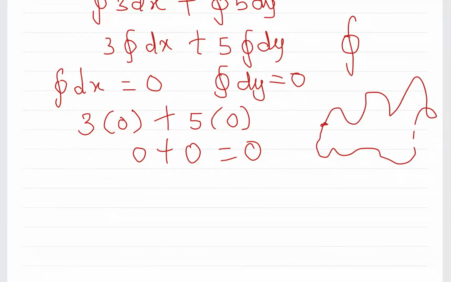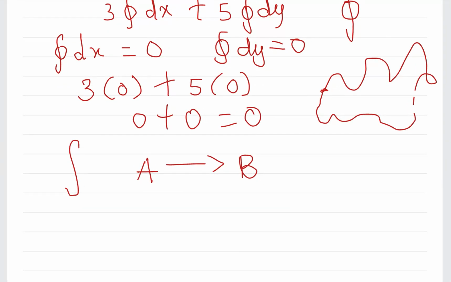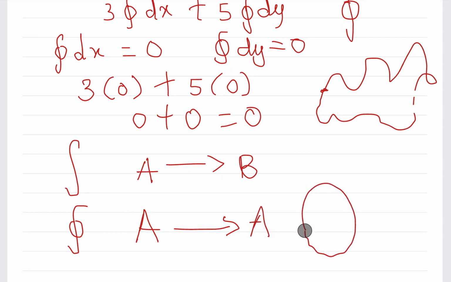If it is a line integral like this one, it means you are just working from your point A to, let's say, your point B. But if it is a closed integral like this, it means you are working from your point A back to your point A. You are completing a cycle. Do you understand the difference now?